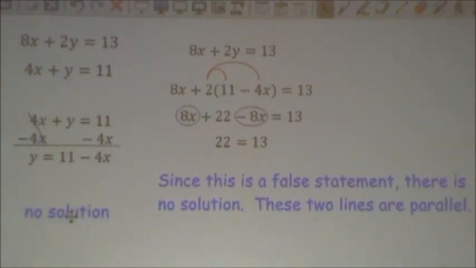So there's no solution. Remember, we learned these when we were solving equations earlier with variables on both sides.